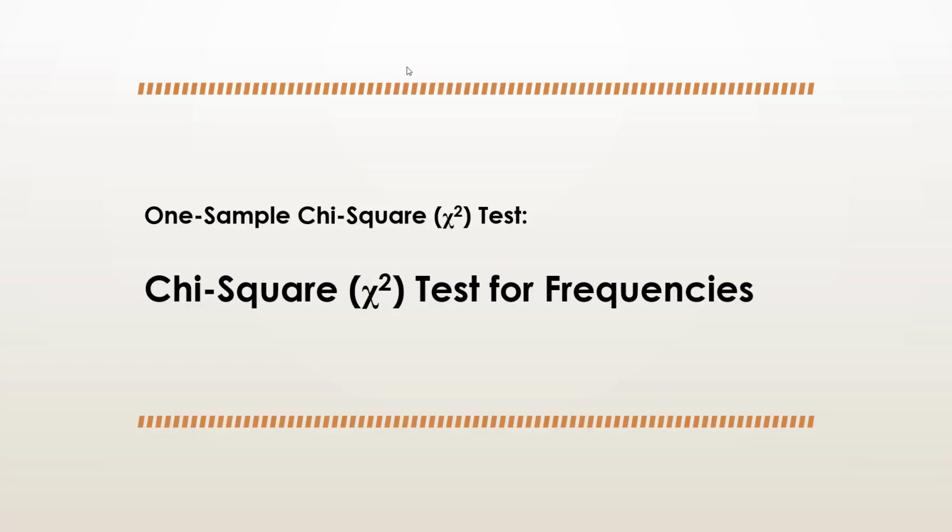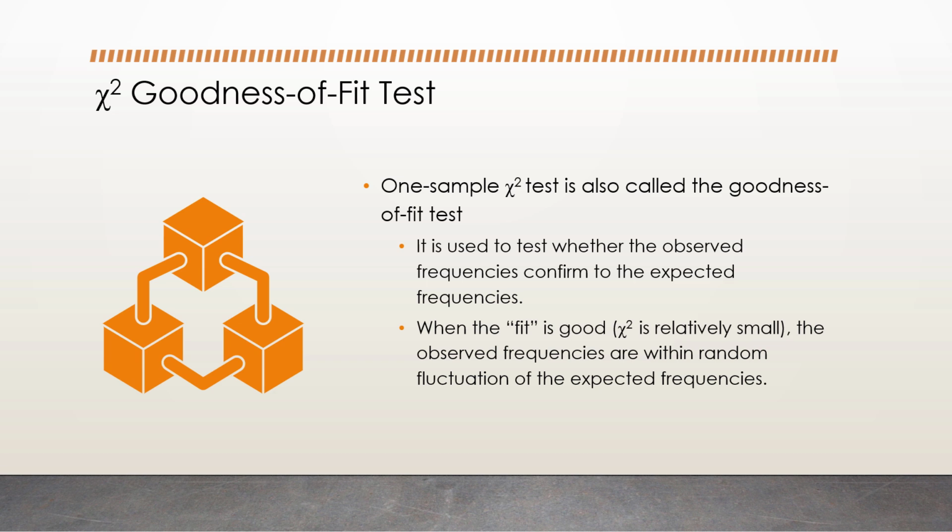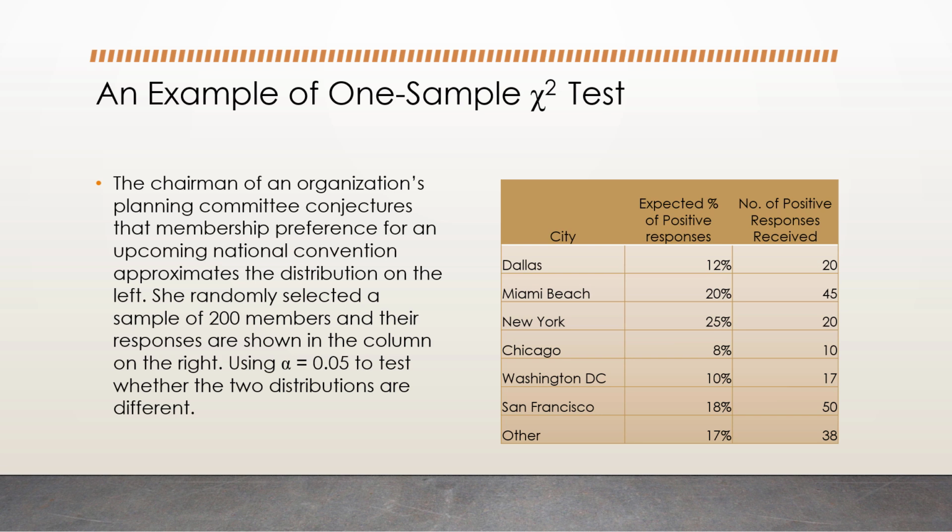The first chi-square test I'm going to talk about is the one-sample chi-square test called the chi-square goodness of fit test. It's used to test whether the observed frequencies of occurrence are consistent with some theoretical or expected frequencies. Let's start with an example.